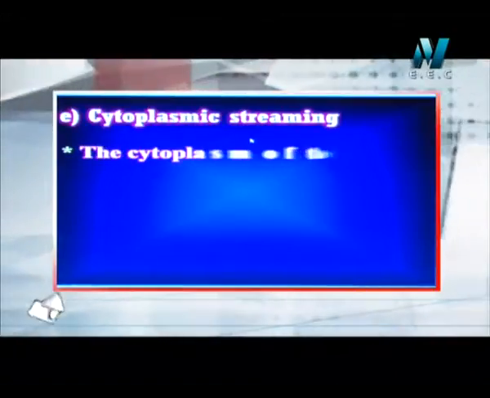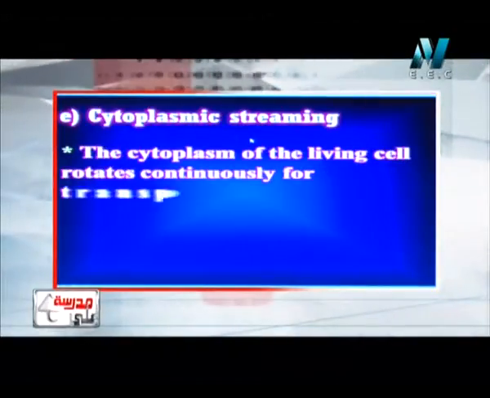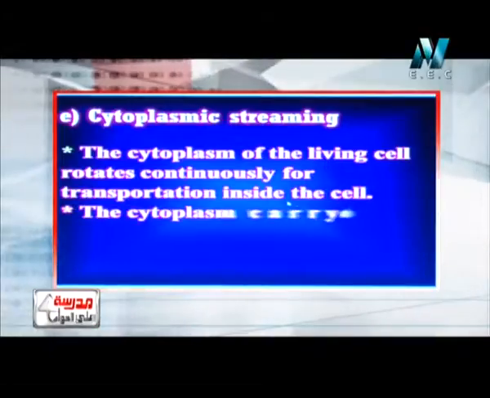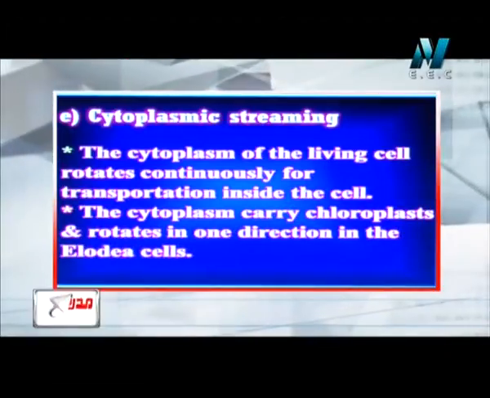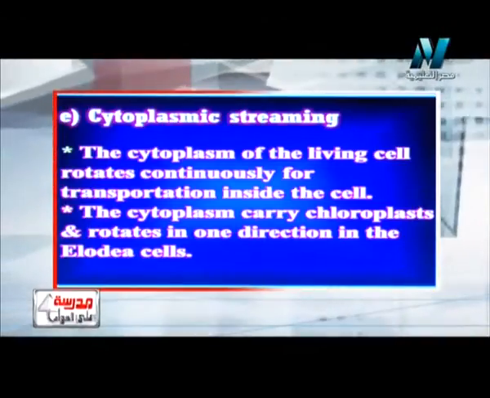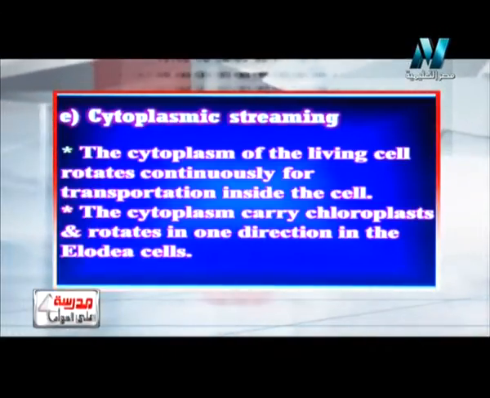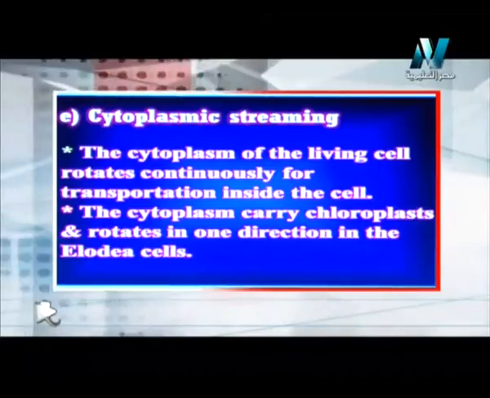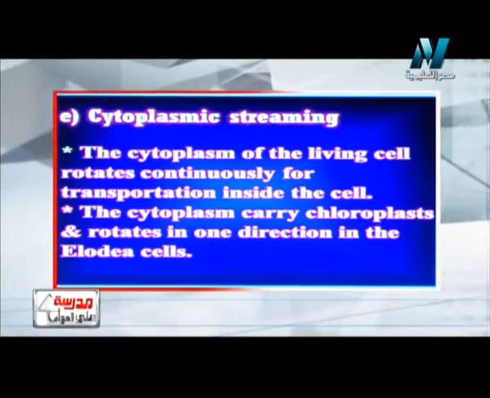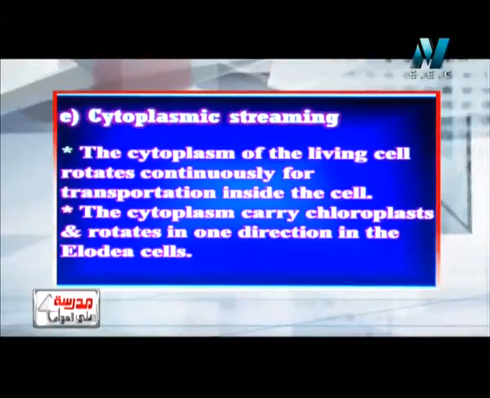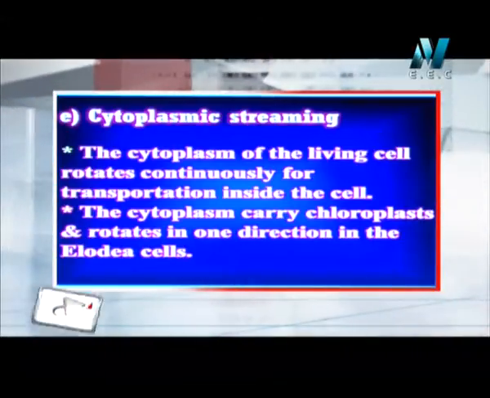The next slide. The fourth type of movement in plants is the cytoplasmic streaming. The cytoplasm of the living organism rotates continuously for transportation inside the cell. Transportation means transporting the food to all the organelles inside the cell. The cytoplasm carries chloroplasts and rotates in one direction in Elodea cells.